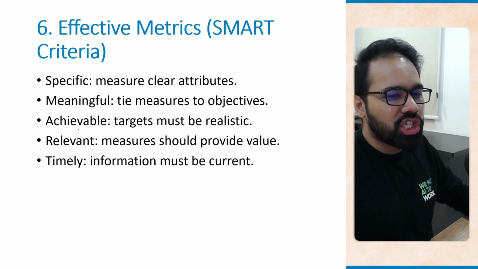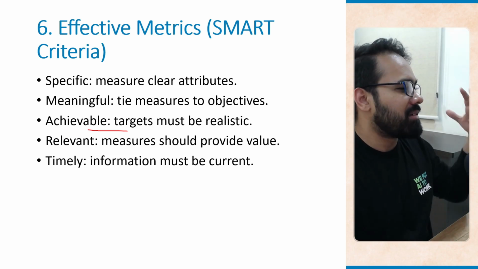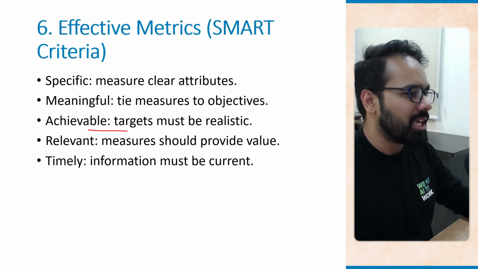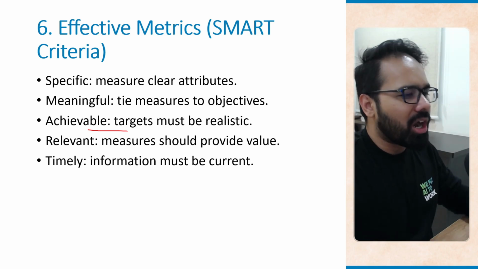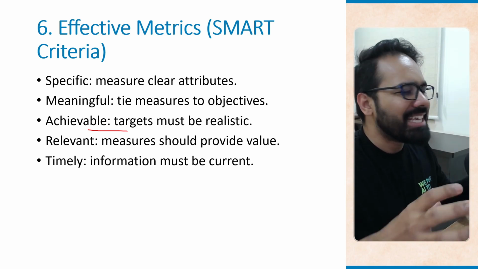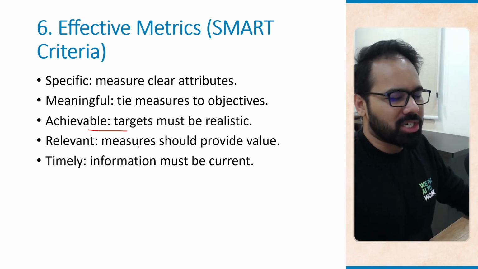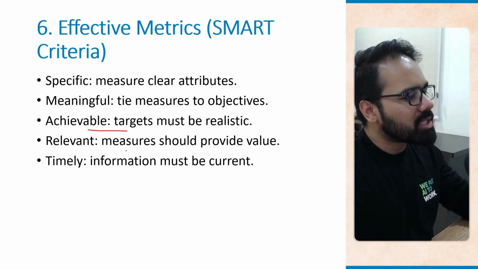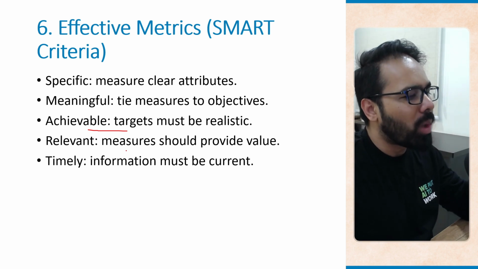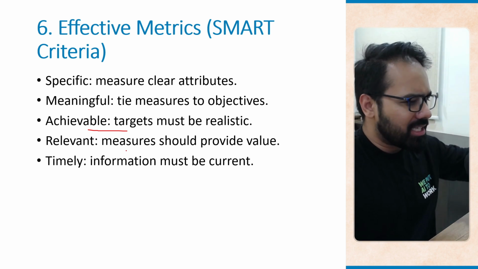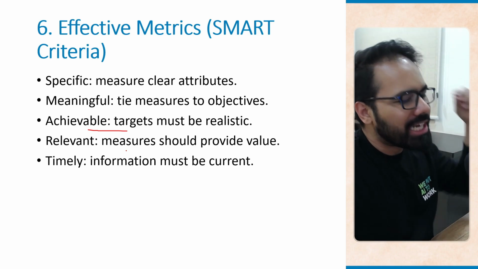Next is achievable, which means that whatever targets that you are setting, they must be realistic. Expecting the team to deliver 100 new features in a month is not achievable at all for our e-commerce website project, of course. Now, relevant means measures should provide value. Tracking the number of colors in the design of your website is totally irrelevant.